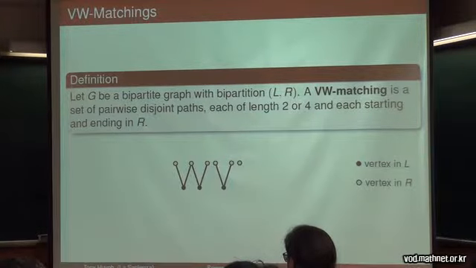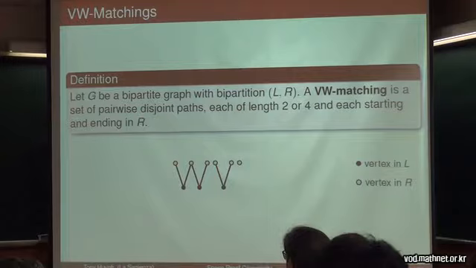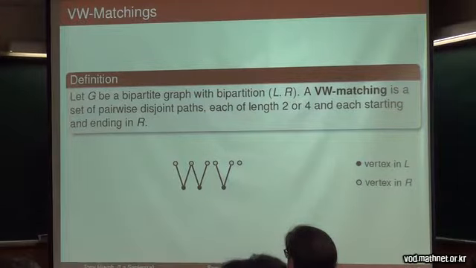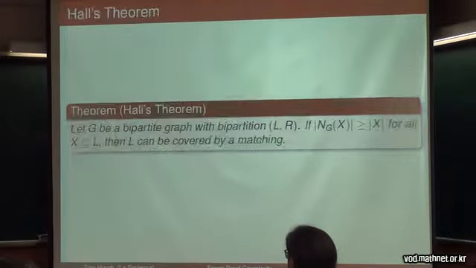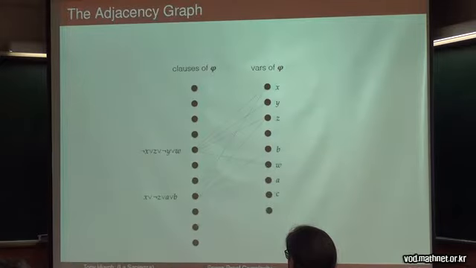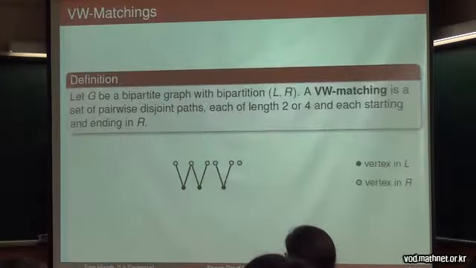And so it turns out that there just isn't enough expansion to make the proof work for three CNFs, right? So in this adjacency graph of this random formula, you just don't have enough expansion to apply Hall's theorem. So what we need is a version of Hall's theorem for these things, which we call VW matchings, right?